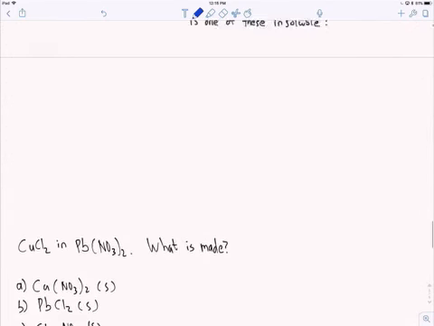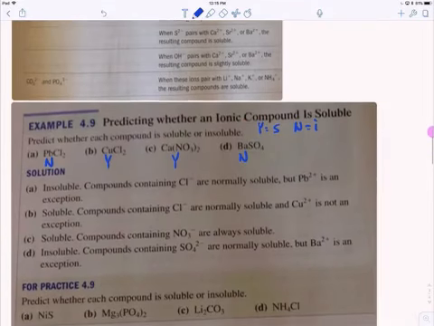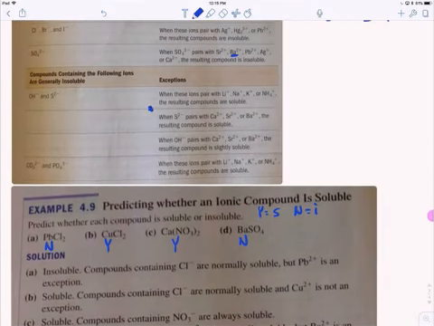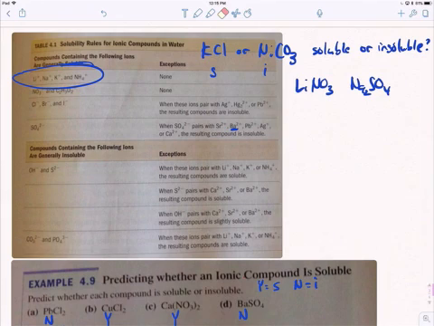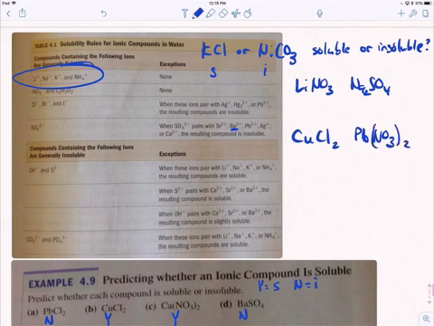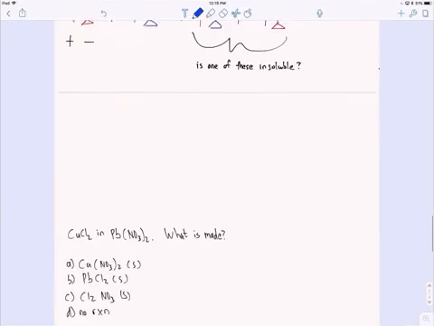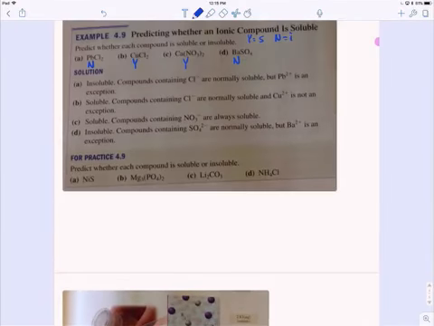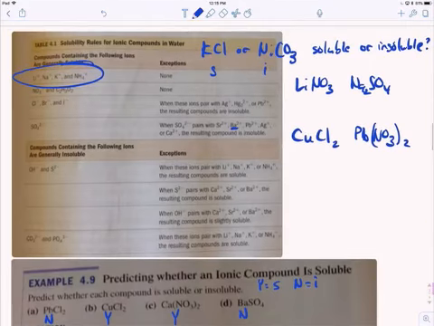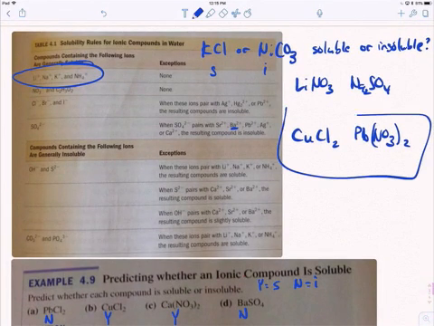Let me get you the chart too. I should have put that on there. Doesn't show. CuCl2, Pb. Is that what I had? So copper chloride and lead nitrate.